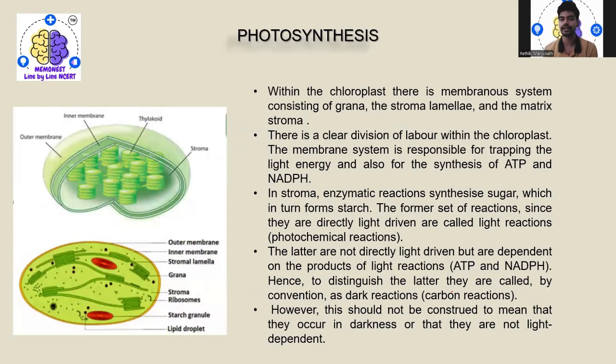Then what exactly is this photosynthesis? Within the chloroplast, there is a membranous system consisting of grana. So this is a grana. And we have another thing called the stroma, then we have the stroma lamella, and the matrix stroma is also there.